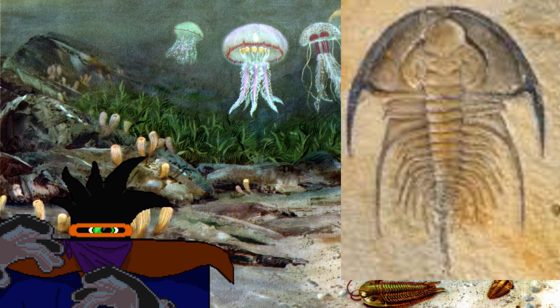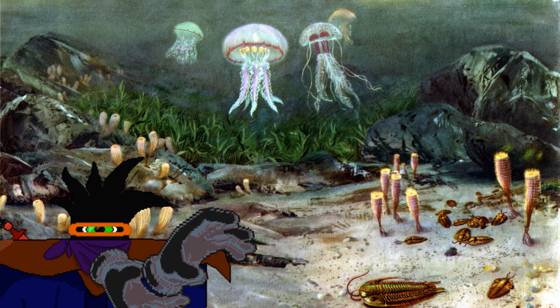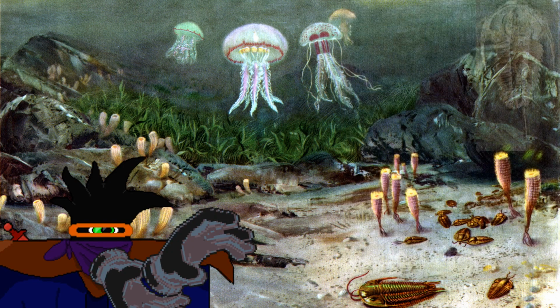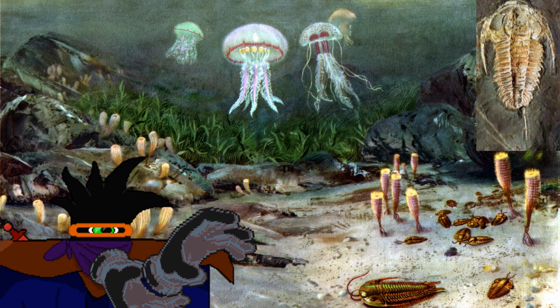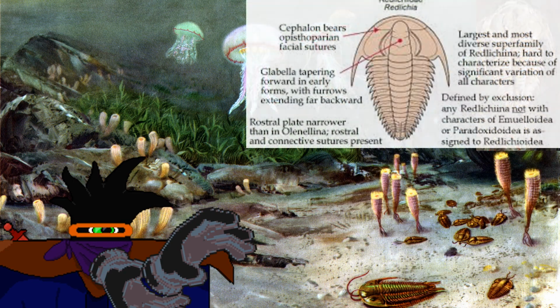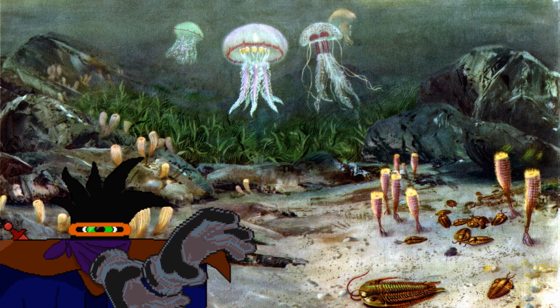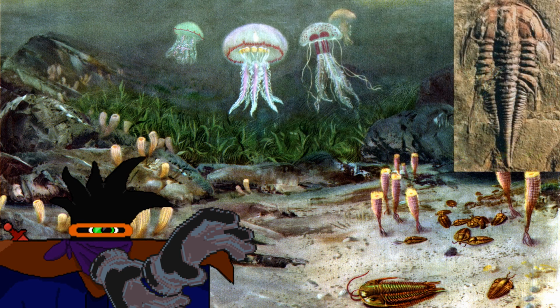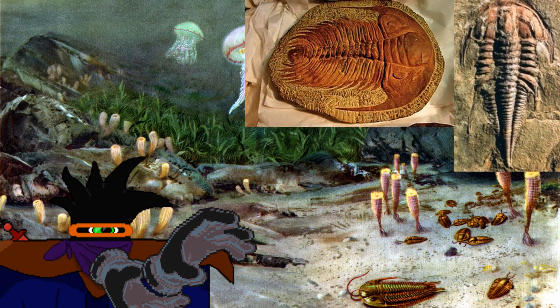And I will return to it likely later when we go into the ecology of the order, but for now, let's go on to the second suborder of the Redlichiida, the Redlichina. This second suborder is distinguished from the previous one by the presence of suture lines that may have allowed them to shed their exoskeleton more easily. It is itself divided into 3 superfamilies: the Emuelloidea, the Paradoxoidea, and the Redlichioidea.